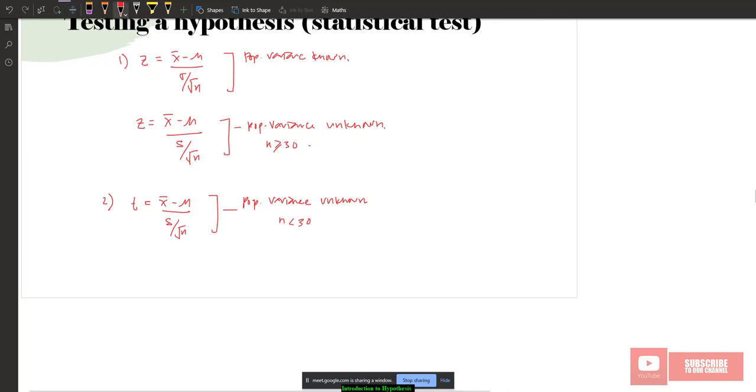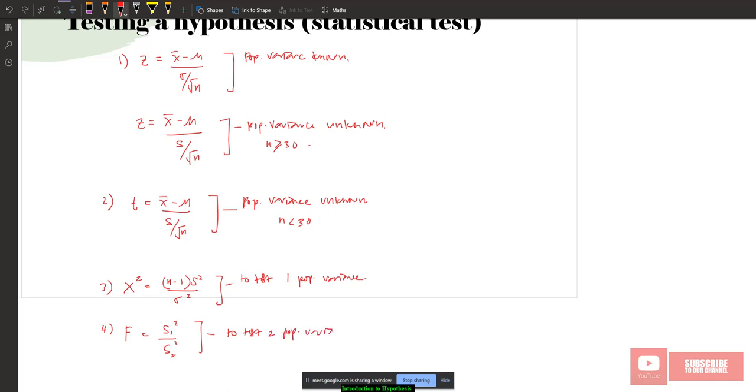And what else did we learn in the previous topic? Number 3, we have the chi-square distribution, n minus 1 times s squared divided by sigma squared. This is to test a single population variance. And number 4, we have the F distribution, which is s1 squared divided by s2 squared. This is used to test two population variances.